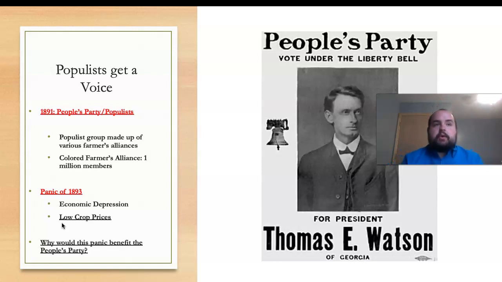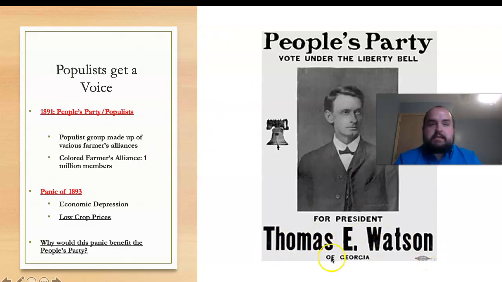So yeah, for those of you who are a bit more familiar with World War II history or European history, a big reason the Nazis got into power is because after the economic crisis following World War I, people thought that their established political parties and government in Germany had let them down. They threw their support behind the Nazi Party. Very similar things happened to the Populists and the People's Party in the 1890s. After this panic happened, people were even more frustrated with the Democrats and the Republicans. They started to turn a bit more to the People's Party.